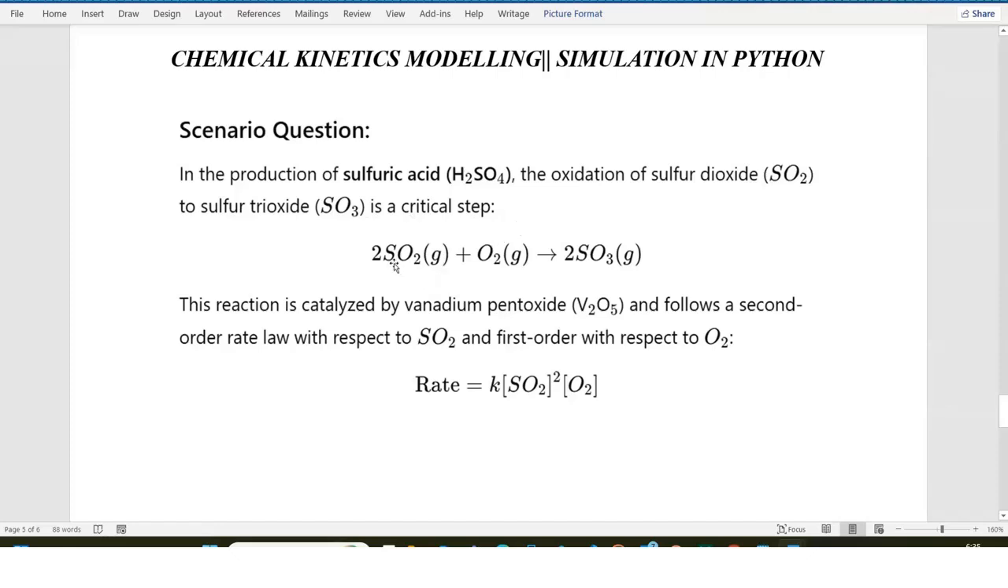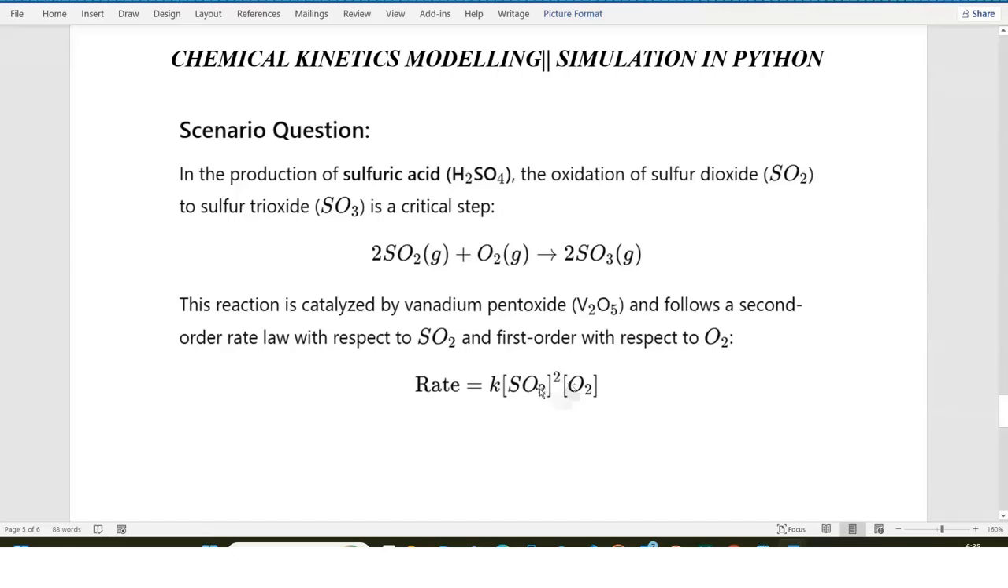So we have two molecules of sulfur dioxide reacting with one molecule of oxygen gas to produce two molecules of sulfur trioxide gas. This reaction is catalyzed by vanadium pentoxide and follows a second order rate law with respect to sulfur dioxide, and first order with respect to oxygen. So we are saying this is a third order reaction. So third order reaction, the total order of reaction is going to be 3.